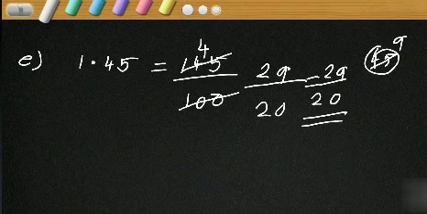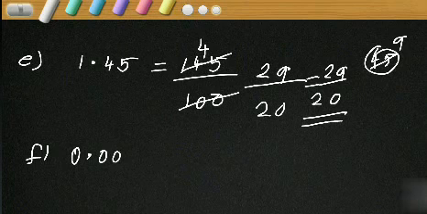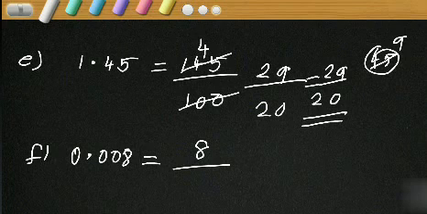29 by 20 is the final answer. If the question is 0.008, what is the first step? Remove the decimal point. The number becomes 8. The number in the numerator becomes 8.